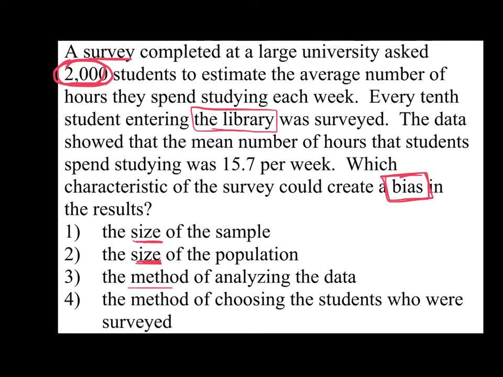The method of analyzing the data, no, nothing wrong with a survey, and that's what I would refer to as the method. Nothing wrong with a survey, but I do have a problem with number 4 here. The method of choosing the students who were surveyed. If you want to know the average number of hours the students spent studying, you shouldn't interview just the ones entering the library. Maybe interview the ones that go through the cafeteria because that's a pretty random, unbiased group of people.